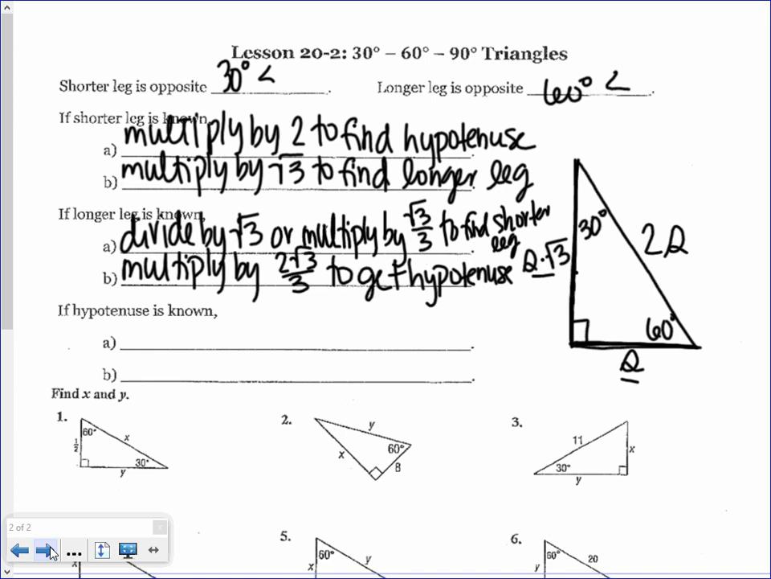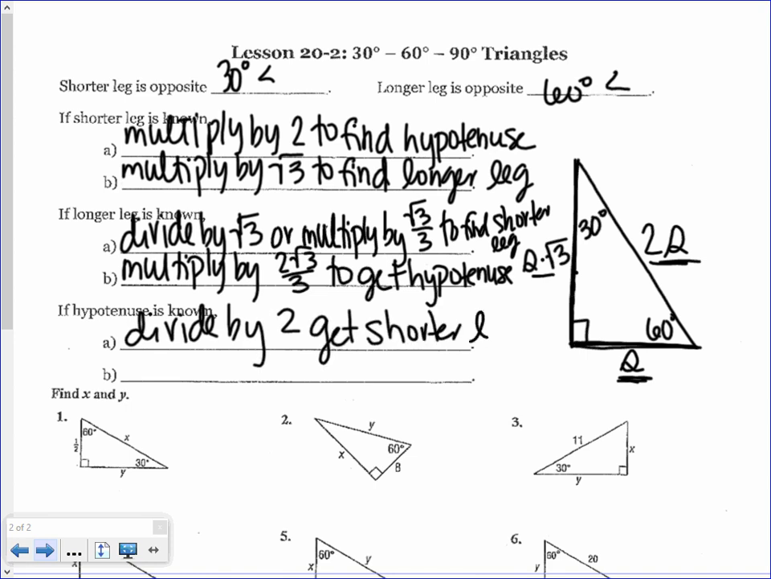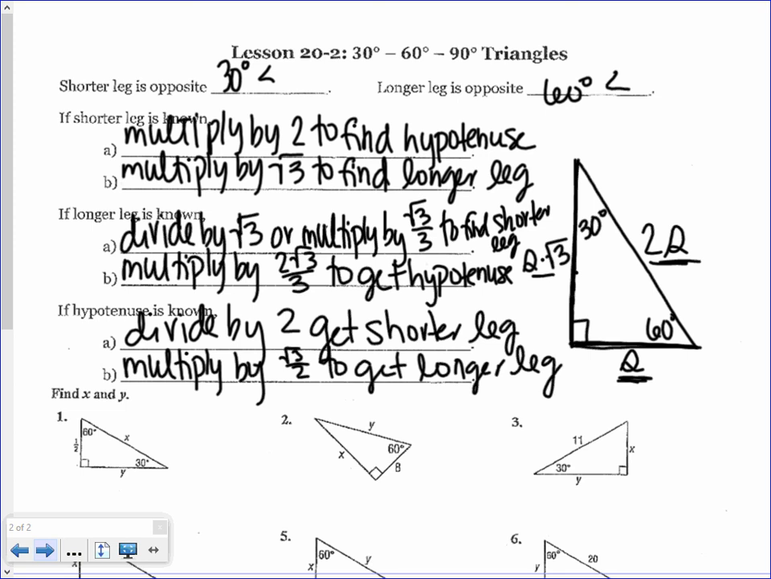Let's say if you know your hypotenuse. What do I need to do to get back to my side? You're going to divide by 2 to get the shorter leg. Or if you were trying to get to your longer leg, you can multiply by square root of 3 over 2 to get the longer leg. So those are your rules if you would like to use those.